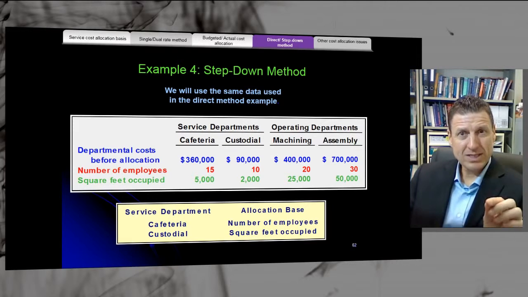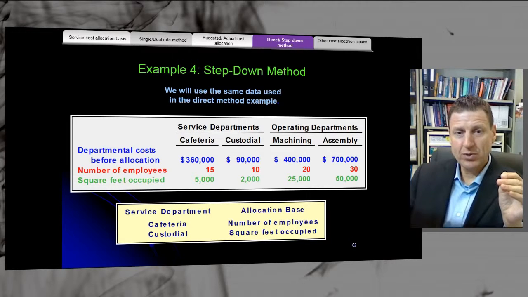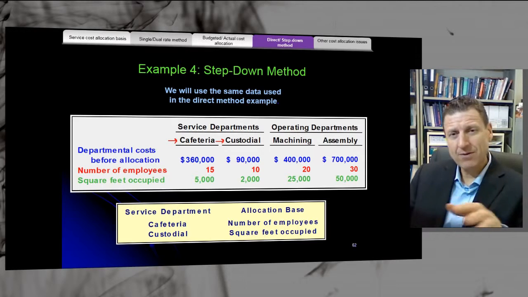All right, so just to remind you where we are in this question. With the step down method, there's a part 2 that you need to answer before you do anything. That is, which goes first? In other words, do we do cafeteria first and say, okay, cafeteria is providing more resources to custodial? Or do we go custodial first and say custodial is providing more resources to cafeteria? You could argue both ways.